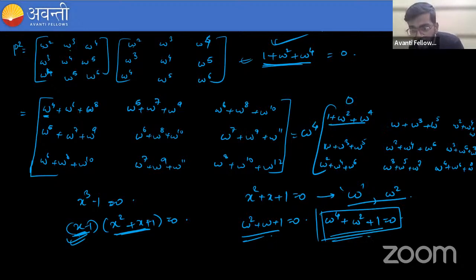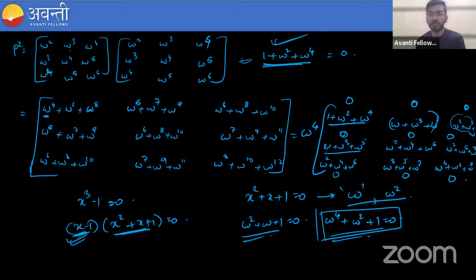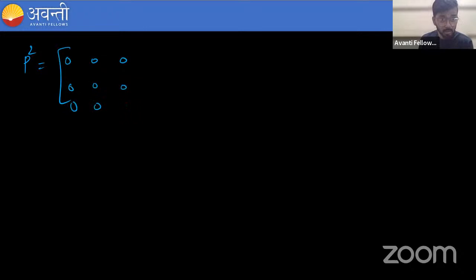Now if you take omega common out of this term, you will again get 1 plus omega square plus omega power 4. This will become 0. If you take omega square common here, then this will become 0. If you take omega common here, this will become 0. Similarly, every term will become 0. So therefore, we can say that our P square matrix is 0, 0, 0, 0, 0, 0, 0, 0, 0.